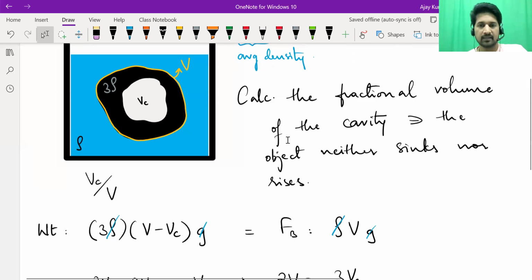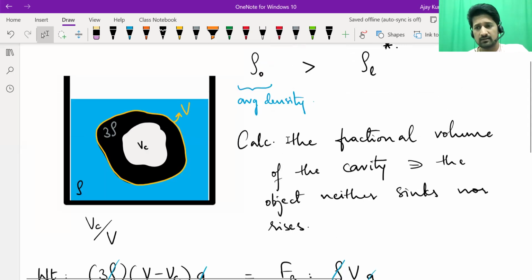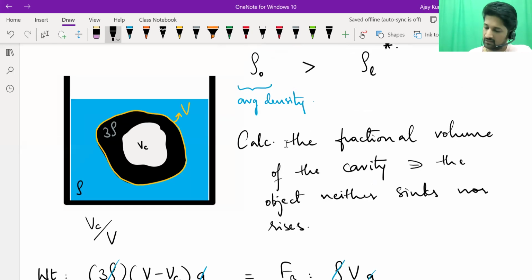Okay. Now, these questions can be made tougher also. Like here, you were given a question where the net force is 0. You may even be given a question where they ask you what is the fractional volume of the cavity by giving you an acceleration. Like for it to accelerate at this much rate, how much volume should be empty, or how much fractional volume should be empty? Such questions can be asked. In tomorrow's worksheet, you will have problems like that.